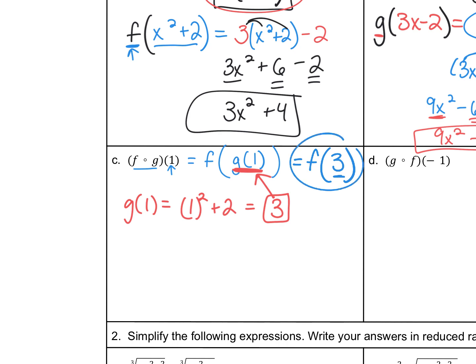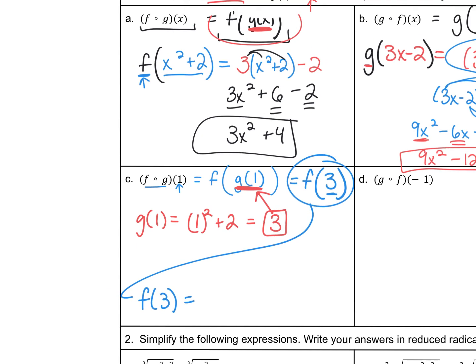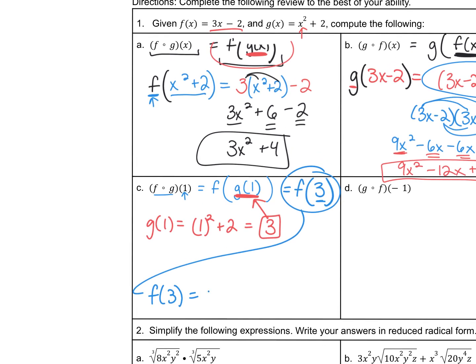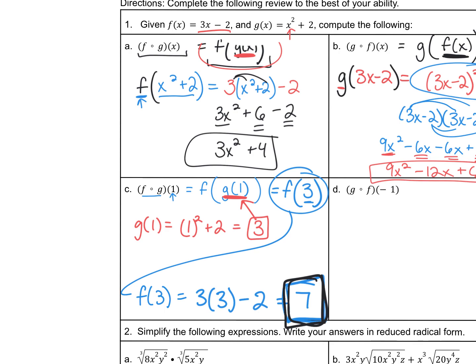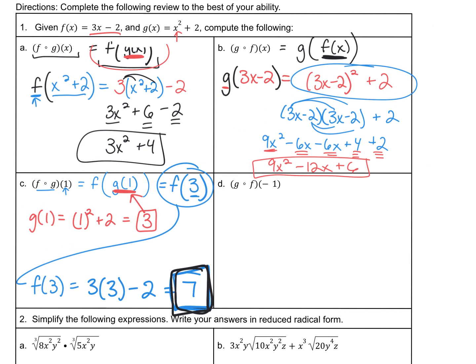Well, again, that's really easy. We just talked about that. We just plug 3 into f. So 3 times 3 minus 2. 3 times 3 is 9, minus 2 is 7. So my final answer here is just 7. Okay? So D is going to be doing the exact same thing we just did on C, except this time it's g of f of -1.